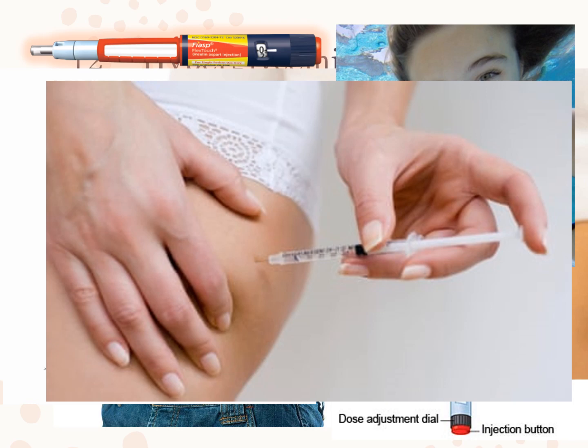Please make sure to rotate within the region. So if you went on the left abdomen, go to the right abdomen and keep going back and forth to prevent day-to-day variability in absorption. Because they do say the arm absorbs differently than the leg, than the stomach. They all are different.